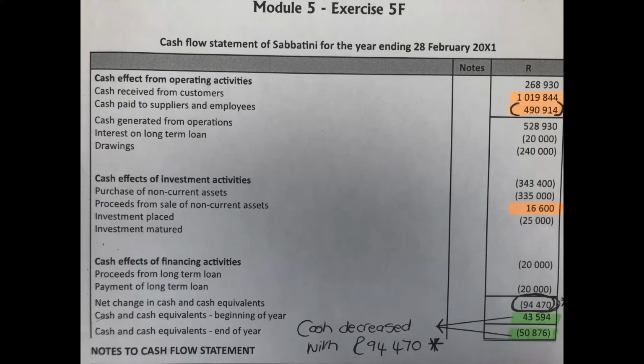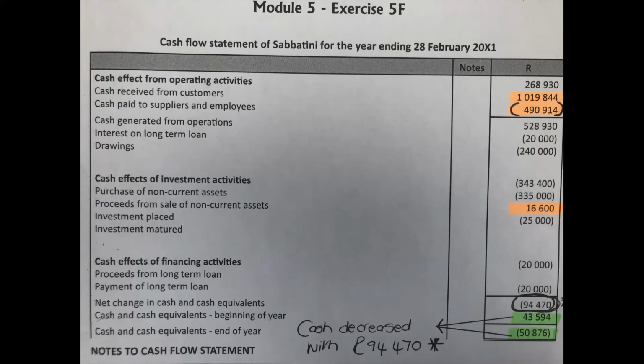And then we can add the cash effects of investing activities. It was that purchase of non-current assets, which was in brackets 335,000. We add the 16,600 and deduct the 25,000. Okay, if you do that calculation, you'll get an amount in brackets. In other words, it was an outflow of cash of 343,400, and that is why that amount is in brackets, because the outflow was more than the inflow.